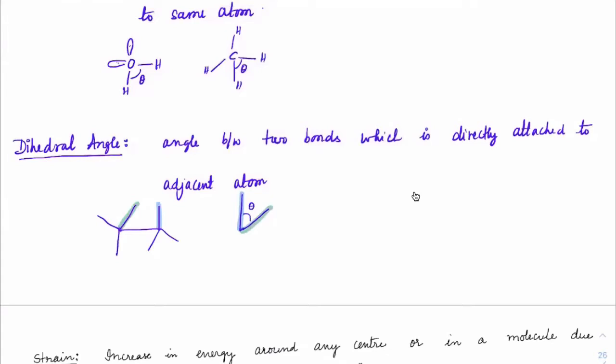Rather than showing more in the Sawhorse projection, it would be more familiar to show it in the Newman projection. Because in the Newman projection, suppose you have these groups here, like this, let's say this is some group A and this is some group B. It is clearly evident that the angle between these two is 60 degrees. So that is the dihedral angle.